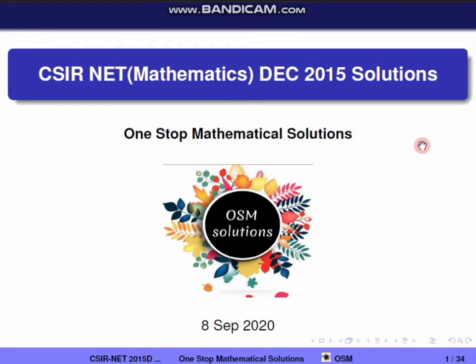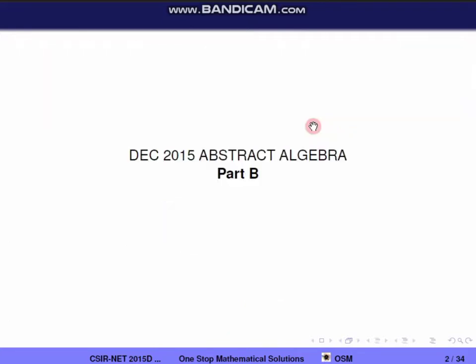Today we are going to solve CSIR NET Mathematics December 2015 question paper. In this video we have only dealt with the abstract algebra part. First we look into the part B questions.